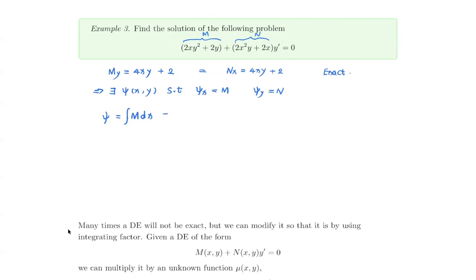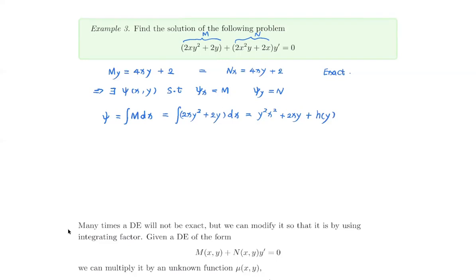That's going to give you the integral of 2xy squared plus 2y, the whole thing dx. And that's going to give you y squared x squared plus 2xy plus a constant. Okay, so now you need to add a constant, but notice that our psi is a function of x and y. Here, when you take the integral, you only care about x, which means your constant is going to be a function of y. Let's call it h of y.